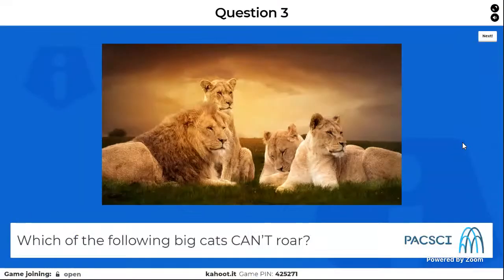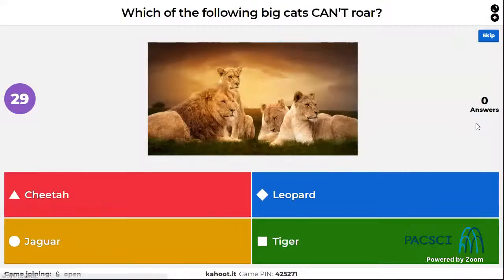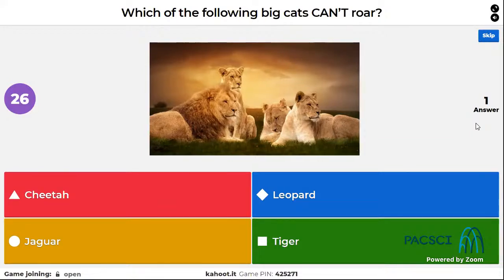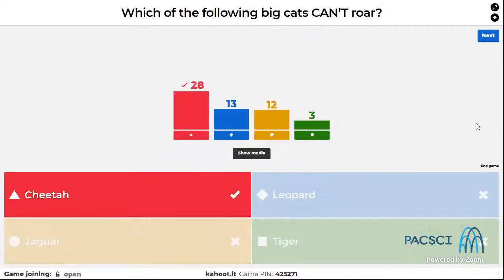All right, animal round number three. Which of the following big cats can't roar? Of all the big cats, which one can't roar? Is it a cheetah, a leopard, a jaguar, or a tiger? I don't think that I knew that there was a big cat that couldn't roar. I feel like I've heard that before. Now I do want to Google and see if it can't roar, what does it do? I hope it squeaks or meows maybe. Right, or the purr. Oh, purr would be good too.